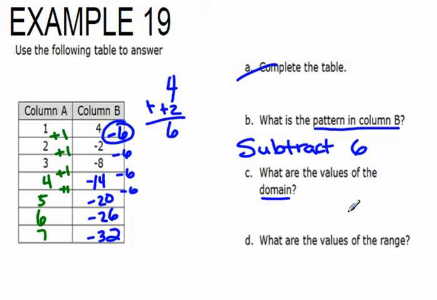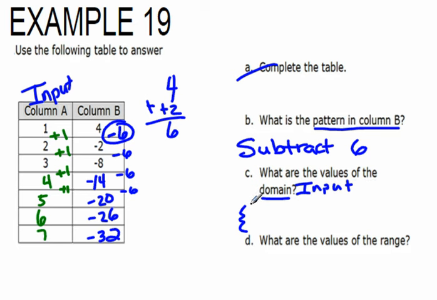Question C is asking for the values of the domain. Domain is your input. So we just need to list the values of our input, which happens to be column A. Again, input is usually your first column unless it's labeled otherwise. So we just need to list them.